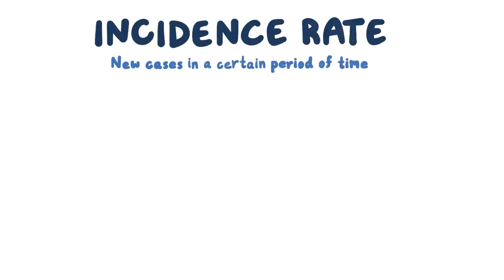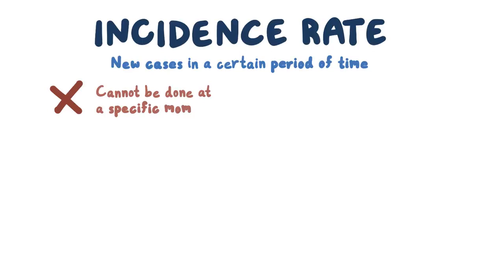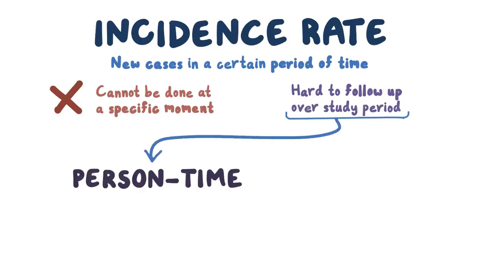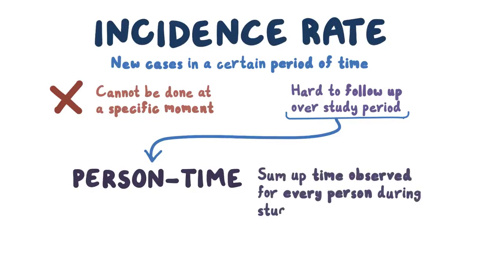Now, when we have new cases of a disease in a certain period of time, it's called incidence rate. This cannot be done at a specific moment, since we need some time window to capture the new cases, and sometimes it's hard to follow up with everyone for the entire study period. When this happens, we use something called person time to find the incidence rate. That's when you sum up the time observed for every person during the study period.